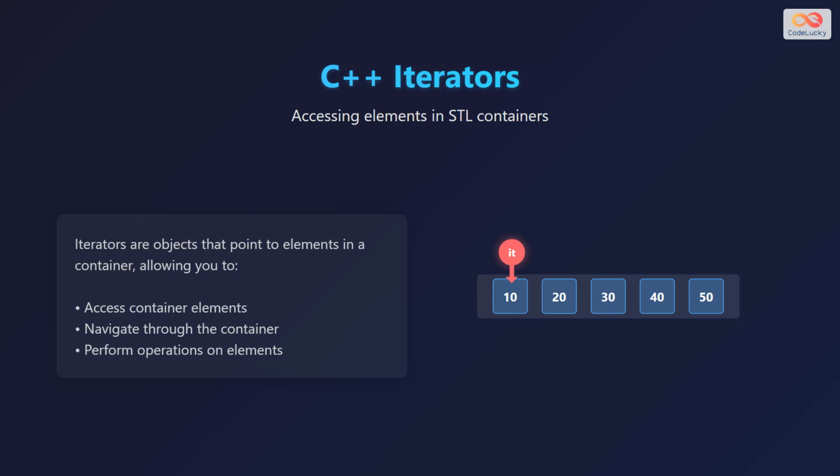In this video, we will learn about C++ iterators. Iterators are essential tools for working with elements in Standard Template Library, or STL containers. Iterators are objects that point to elements inside a container. They provide a way to access and manipulate data stored within these containers.